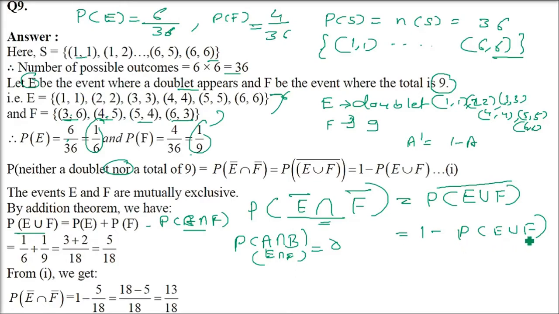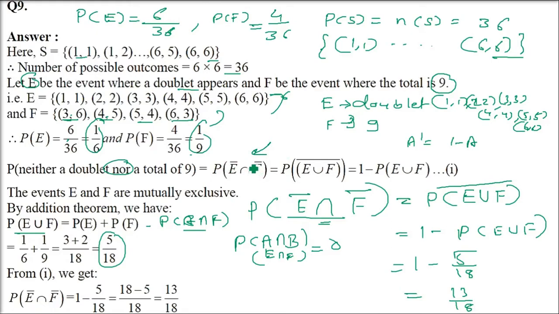So how to take neither nor? Neither nor is 1 minus P(E union F), 1 minus 5 by 18. That is going to be 13 by 18. I hope you got the idea. This is how we are going to solve this. It will be 13 by 18.